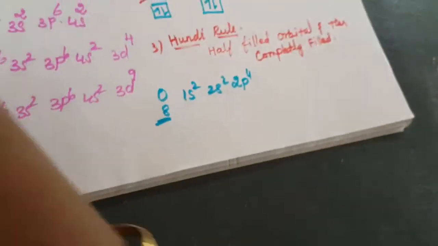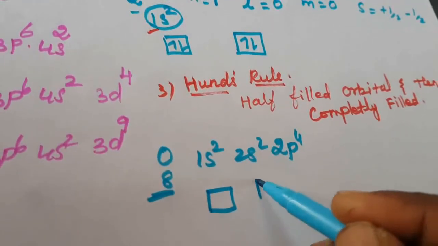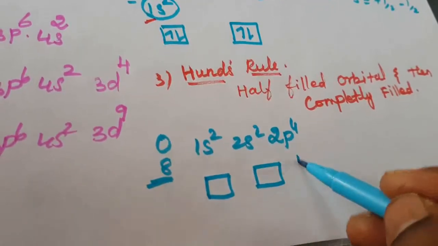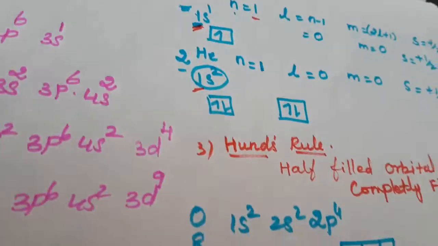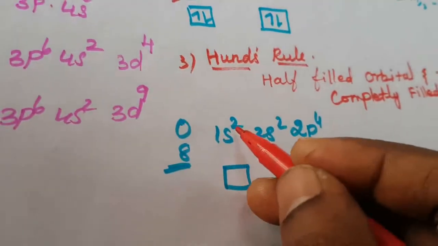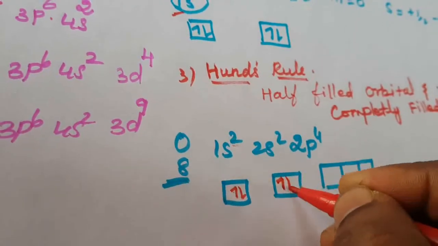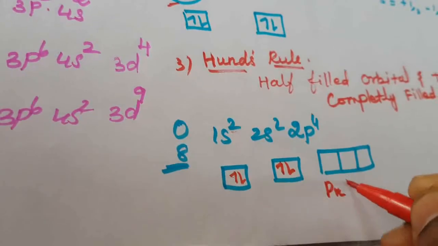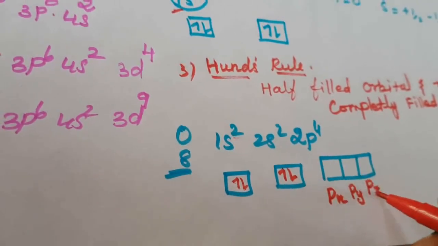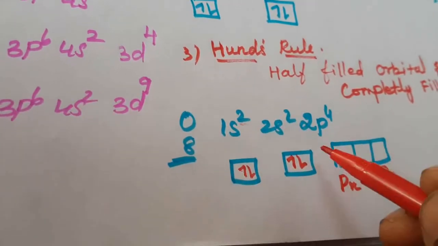How to fill the electrons in the orbitals? This is the 1s orbital. An s orbital contains only one orientation, a p orbital means 3 boxes, right? Just remember that. In the 1s orbital, how many electrons are there? 2 electrons, right? Here 2s, again 2 electrons, p orbital 4 electrons. What are the sub-orbitals? Px, py and pz. How to fill the electrons? First you half fill the orbitals, then completely fill.